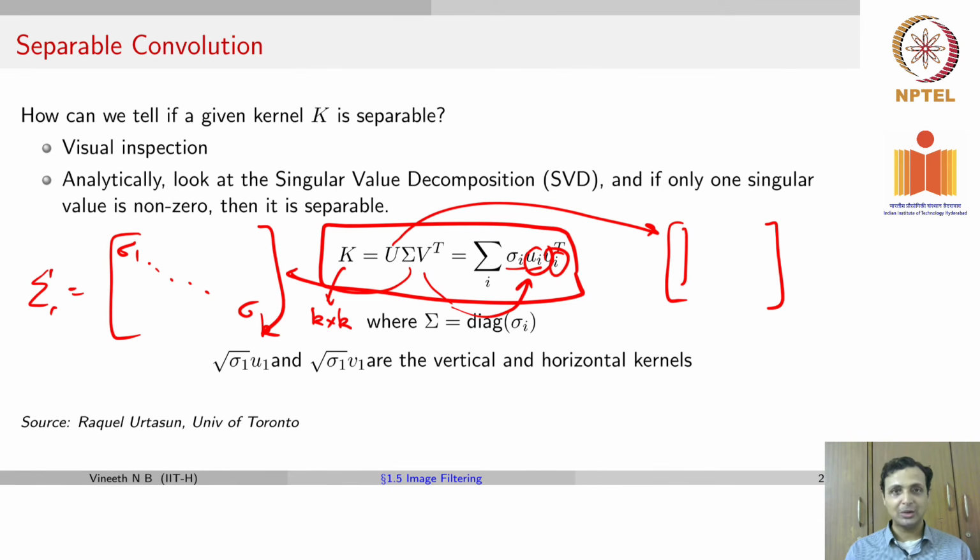So if you write out the singular value decomposition of K, then it happens that root sigma 1 u1 and root sigma 1 v1 will be the vertical and horizontal kernels. Try working this out or checking to see if this actually works with the two examples that we saw a couple of slides back, the Gaussian kernel and the edge kernel.